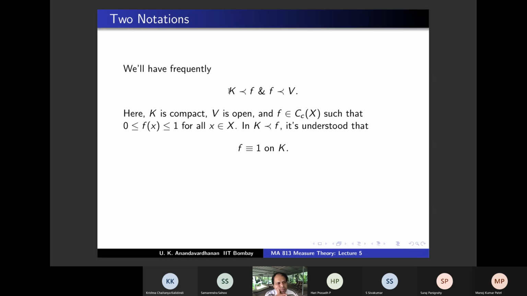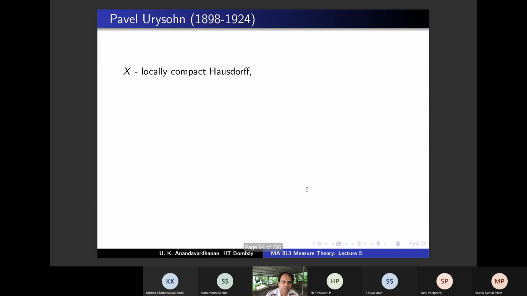Is the notation clear? f is always in C_c(X). It takes values between 0 and 1. And if we write K precedes f, f is identically 1 on K. Similarly, when we write f precedes V, all these conditions hold: f is in C_c(X), f(x) is between 0 and 1. But this notation means the support of f is contained in V. So when we write K precedes f, f is identically 1 on K. And when we write f precedes V, the support of f is contained in V. These are two notations. And with this notation, we will state Urysohn's lemma.